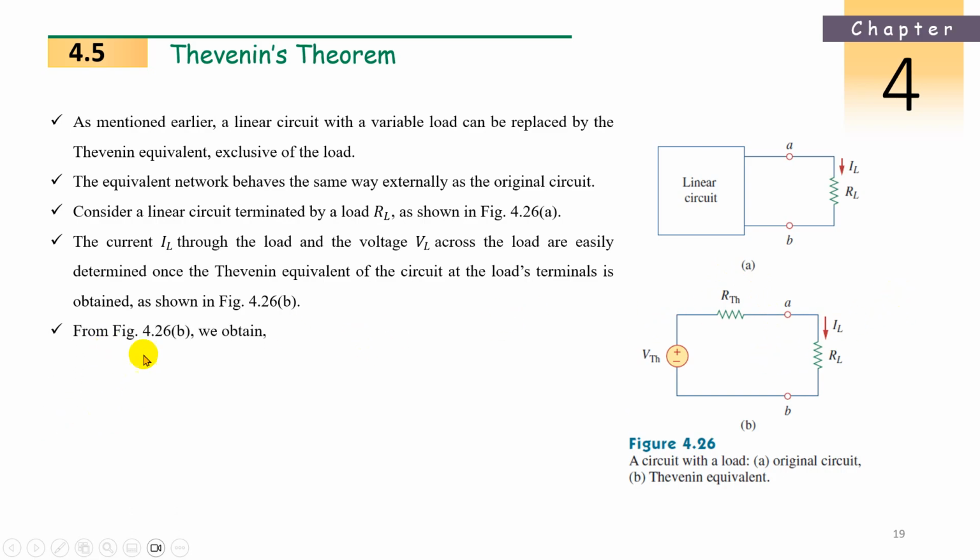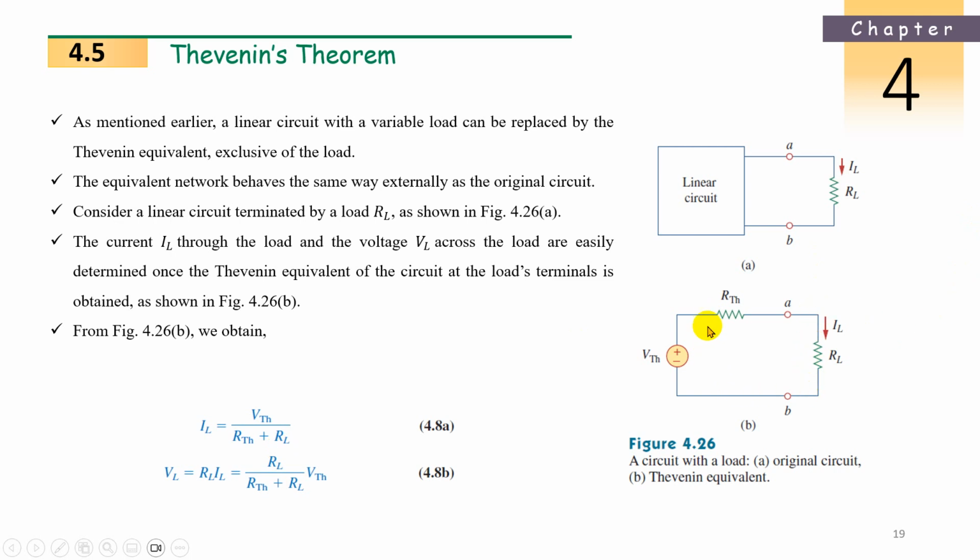So that equation is IL equals the total voltage, V Thevenin, divided by R Thevenin plus RL, because these two resistors are in series. The current in the loop is single. So like this. Now what is the voltage? IL we got. What is the voltage at RL?